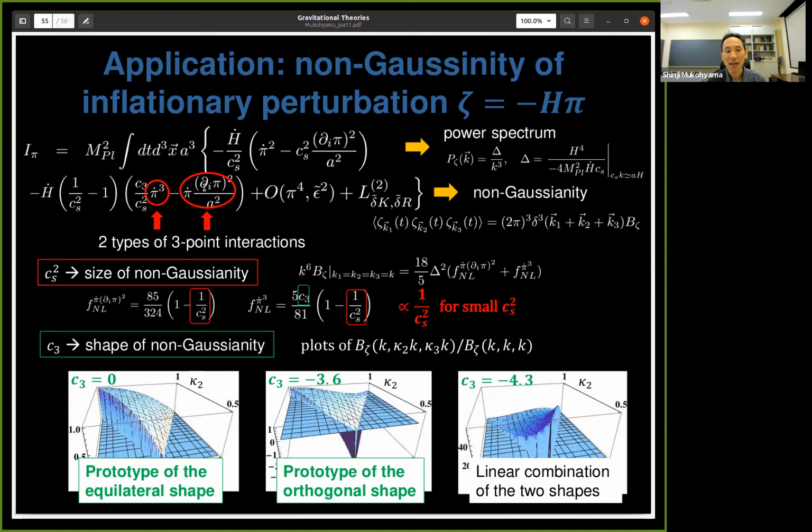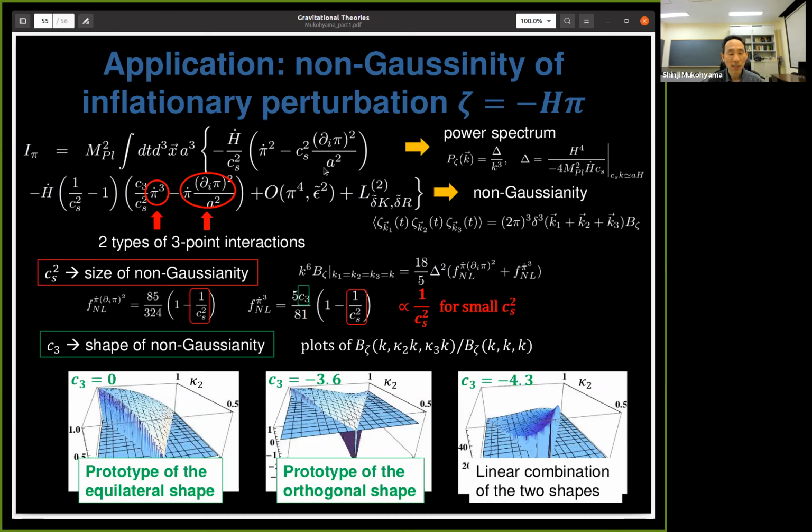Now we can go on to include the higher order terms, higher order in pi. So this is just an application, and then we find that there are only two terms that are important at the level of third order. Then from these two terms, we can compute the power spectrum, and we can convert it to curvature perturbation, which is directly observed by CMB observation. And then from these two terms, we can compute the non-Gaussian 3-point function, for example. And then we can compare with observation.